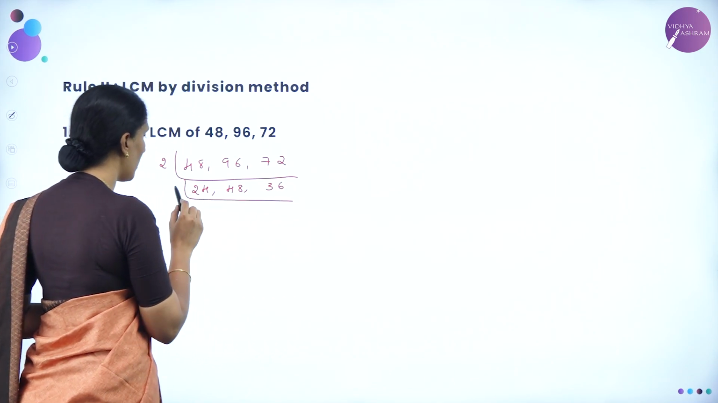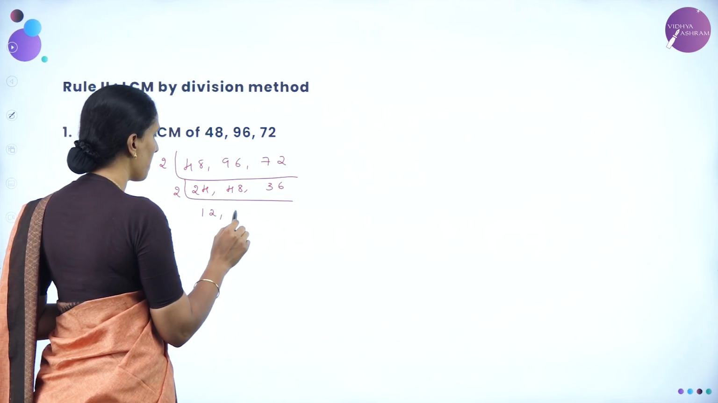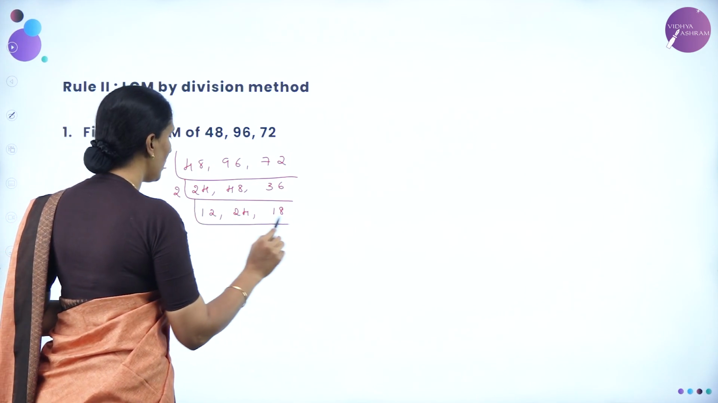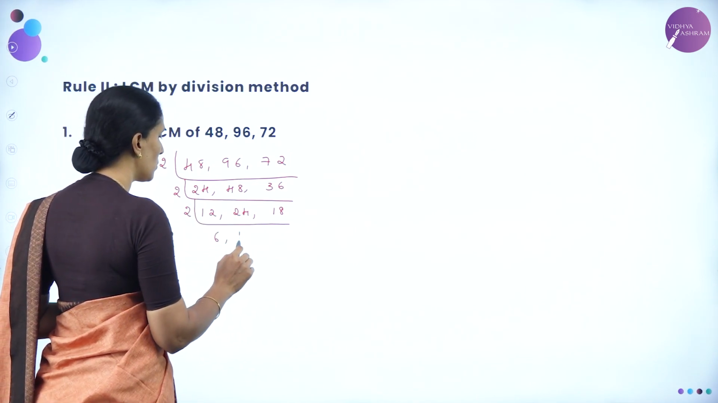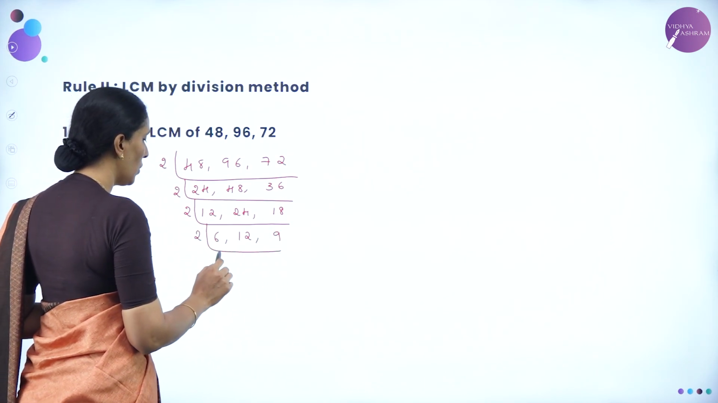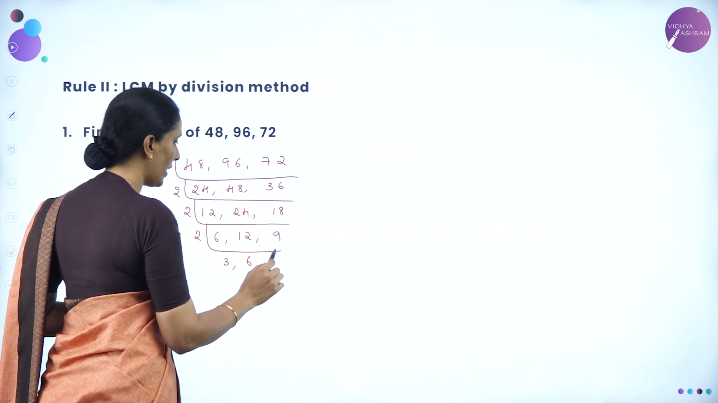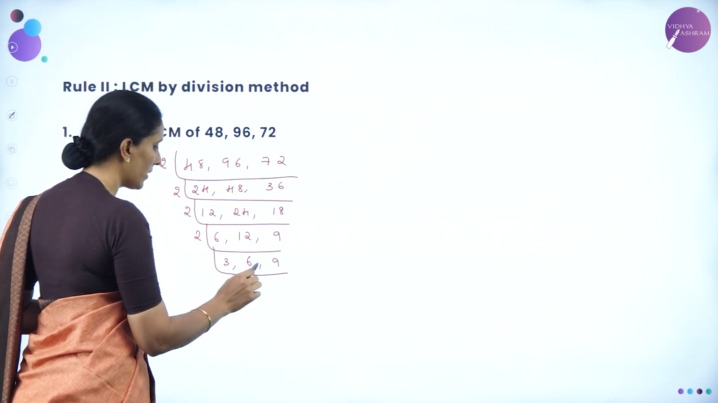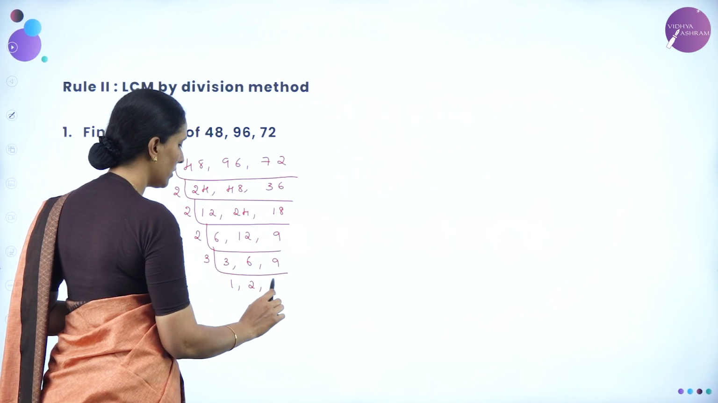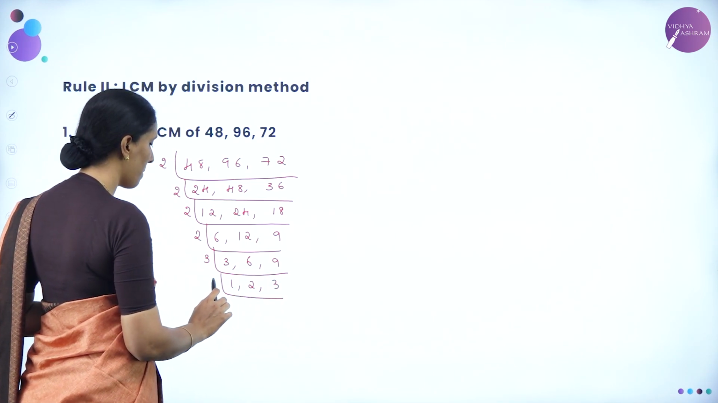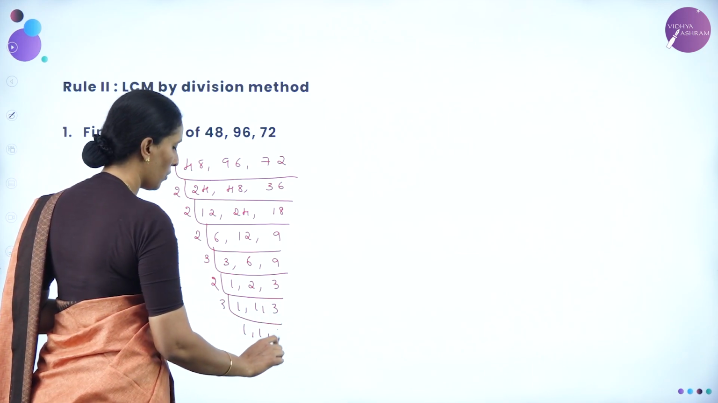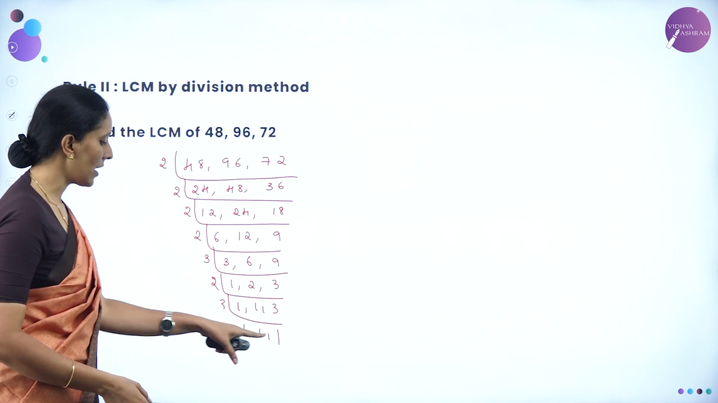Again, we are having even numbers, so let's go on dividing with 2 itself. Next, since all these are multiples of 3, let's divide by 3. 3 1s are 3, 3 2s are 6, 3 3s are 9. Next again we have 1s and 3s. Next, divide by 3 until we get all the values as 1 at the last.